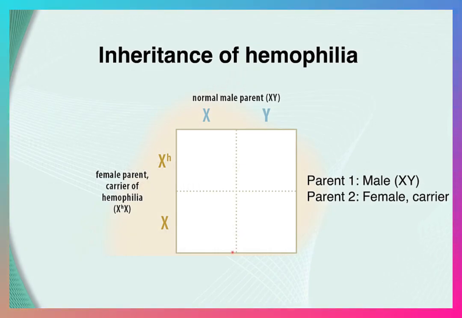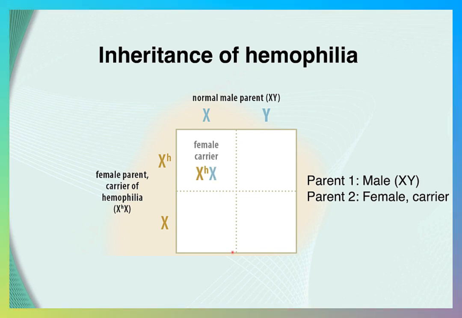So let's take a look at how this happens. You have a woman who is heterozygous for hemophilia, so she's a carrier. The little h is a carrier. You have a normal male. So phenotypically, both these people are normal. Both of them have normal blood clotting. There's no reason to think there's any problem.